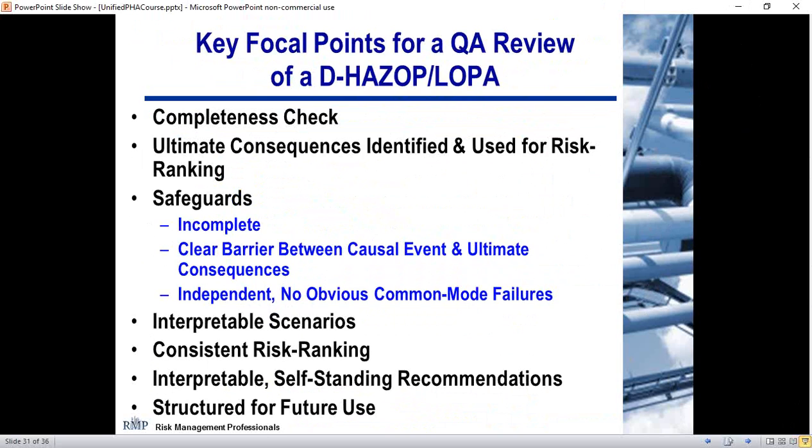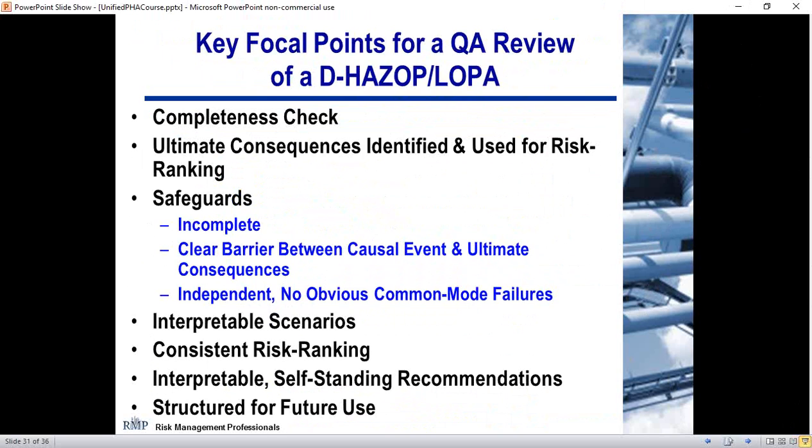Can you understand the scenarios? When you review a HAZOP worksheet, mentally you should be able to picture what's happening, fires, explosions, or whatever, and the progression of the events. And if you can't interpret that from the way the scenario is written, there's a quality problem. Somebody needs to fix up their HAZOP and LOPA study. Risk ranking consistency. Recommendations. Can you understand what the team is actually recommending? Are they self-standing? Are they properly interpretable? And is the HAZOP and LOPA structured for future use?